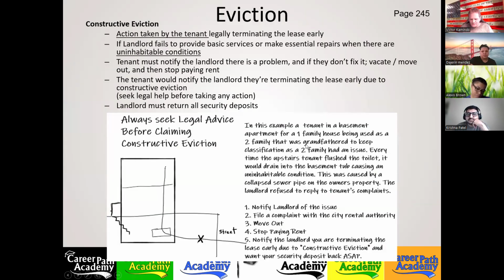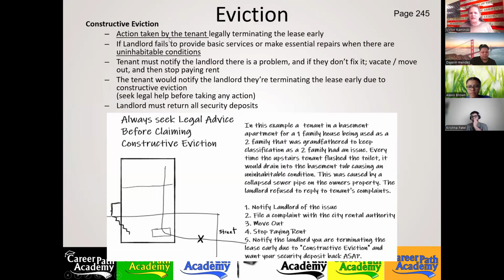Now, constructive eviction is different than regular eviction. Constructive kind of sounds like construction, right? Well, it is. It's when there's a problem with the construction of the building, a dangerous or health related condition that would make it dangerous for the tenant.